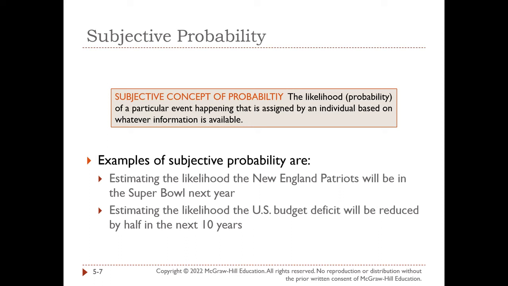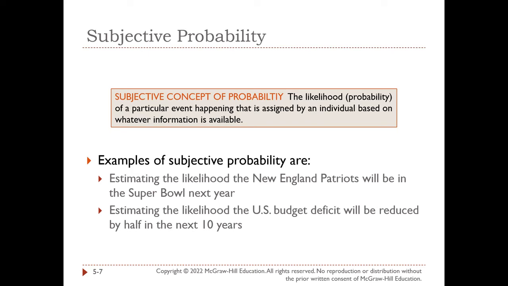All right. Next probability that we can see, subjectivity. The subjective concept of probability is the likelihood of a particular event happening that is assigned by an individual based on whatever information is available. Usually when there's little or no data available, it will become subjective. It will have a lot more bias to it. And because we don't have enough info, an individual evaluates the available information and then assigns a probability.